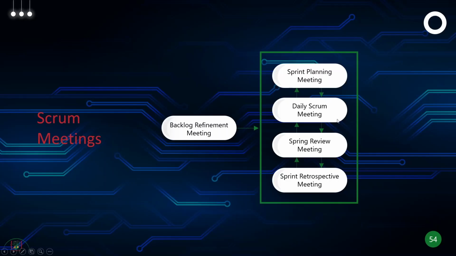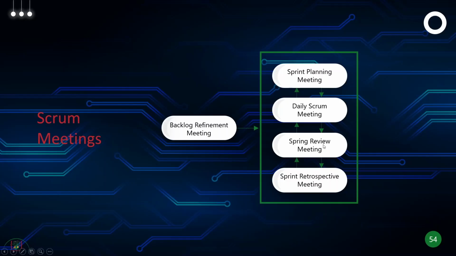And then, of course, we have the daily Scrum meeting. It's a 15-minute meeting where basically we'll talk about what we did yesterday, what we're going to be doing today, and if there are any impediments. And it's mainly a meeting with the development team and the Scrum Master.